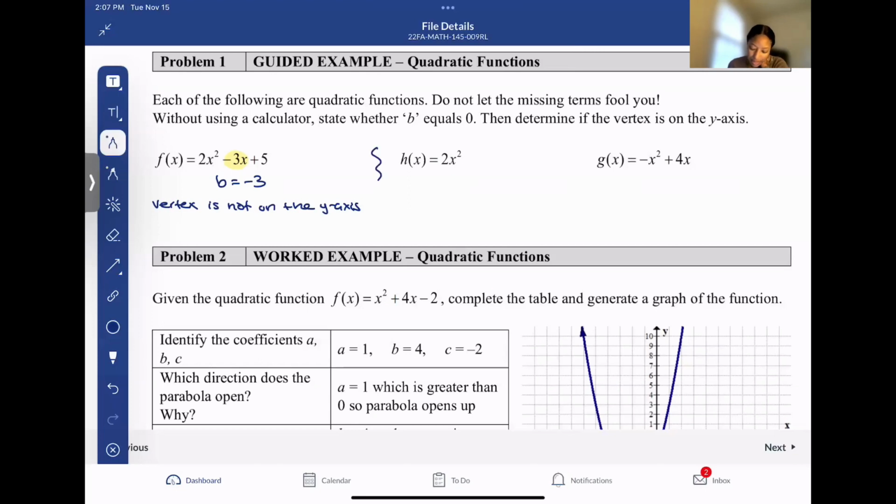For the next one, h of x equals 2x squared. Technically, that's plus 0x plus 0. So there is no x term there. It's not written, but it's implied that it's 0. So in this case, b would be equal to 0. And that means that, yes, the vertex in this case, for 2x squared, is on the y-axis.